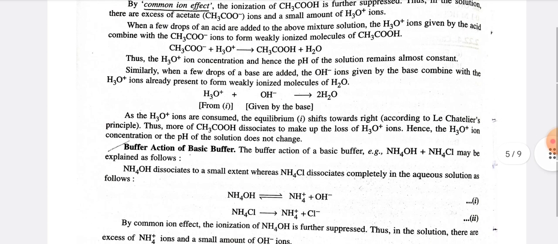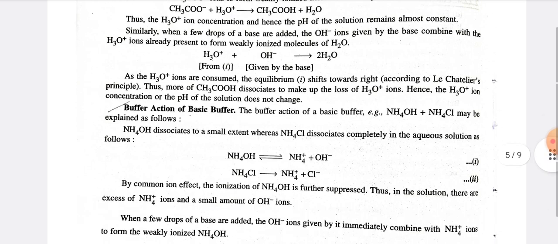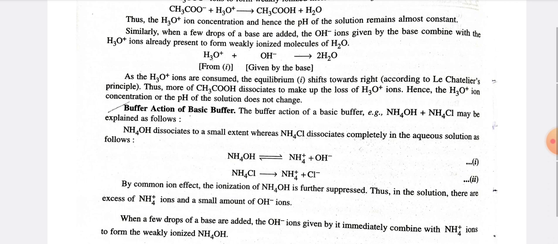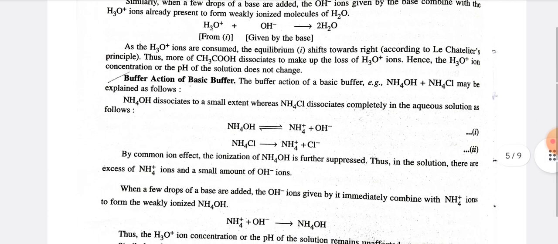Similarly, when a few drops of a base are added, the OH negative ions given by the base combine with the hydronium ions already present to form weakly ionized molecules of H2O. As the hydronium ions are consumed, the equilibrium shifts towards the right according to Le Chatelier's principle. Thus, more of the CH3COOH dissociates to make up the loss of hydronium ions. Hence, the hydronium ion concentration and the pH of the solution do not change.